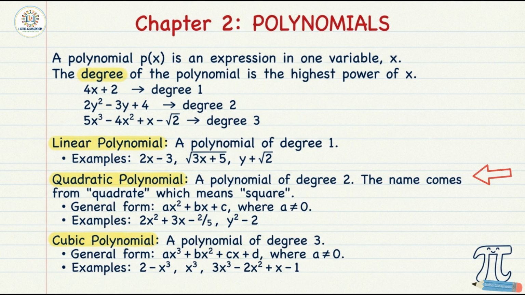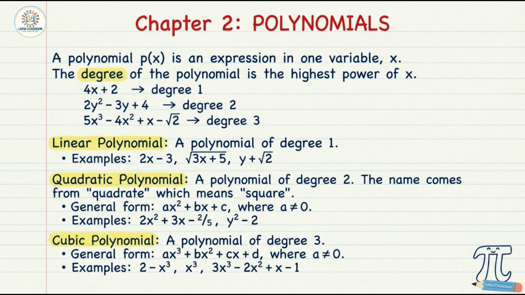Next, quadratic polynomial. A polynomial of degree 2. The name comes from quadrate, which means square. General form: ax square plus bx plus c, where a is not equal to 0. Examples: 2x square plus 3x minus 2 by 5, y square minus 2.